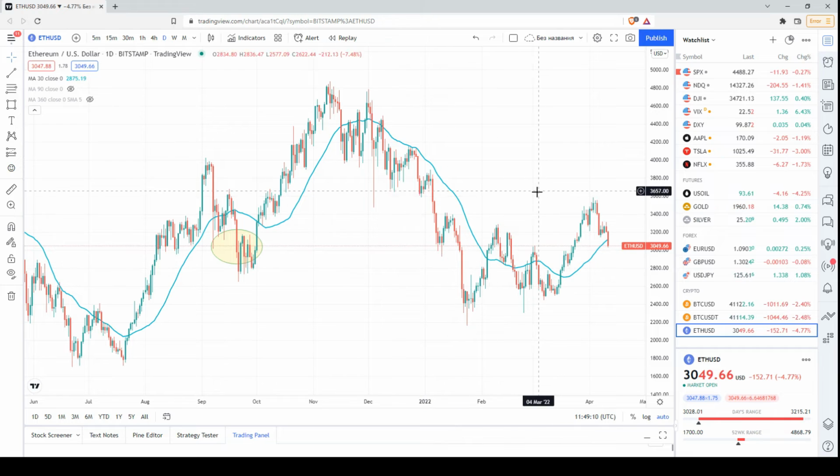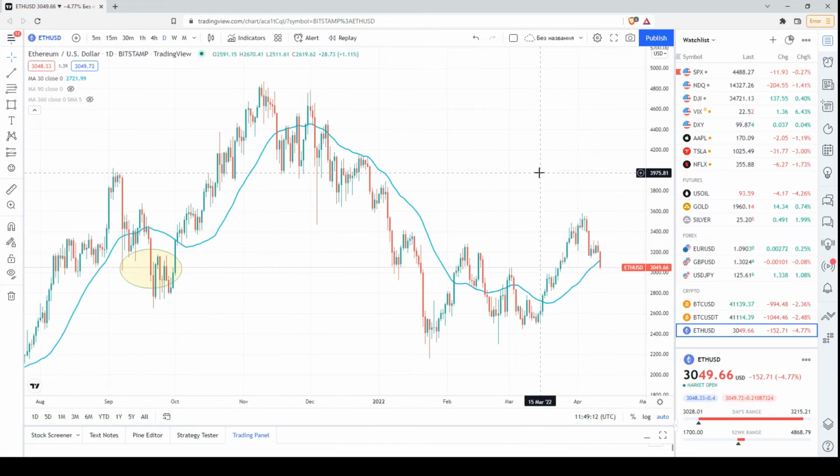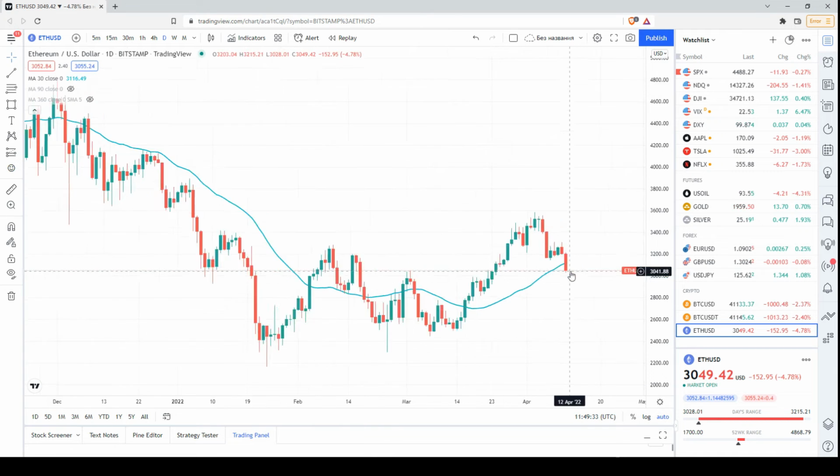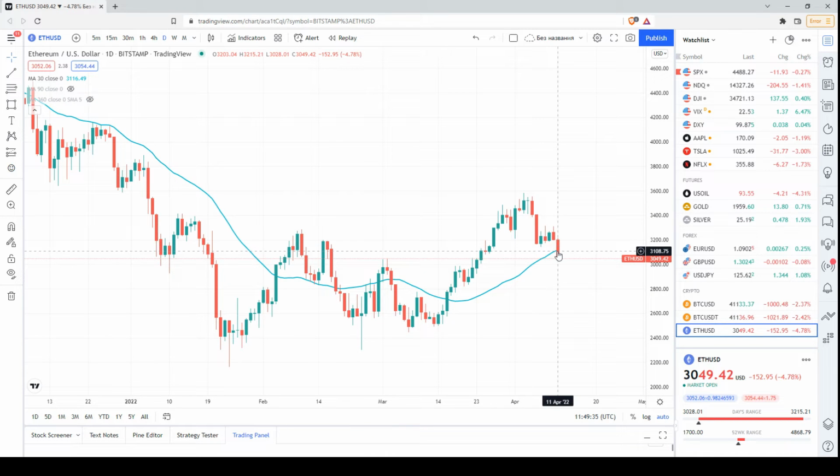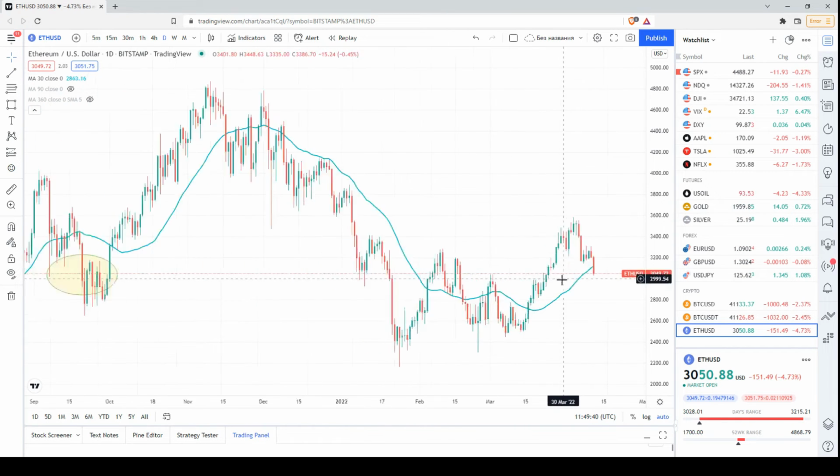Okay, this is the daily chart. We have here the 30-day moving average. The price has been mainly below the 30-day moving average since the middle of November. Recently, the price surpassed the 30-day moving average, and as I used to say, the longer the price is above this moving average, the higher the probability that we have a local low here. But now the price is starting to challenge the 30-day moving average. It is testing the 30-day moving average.